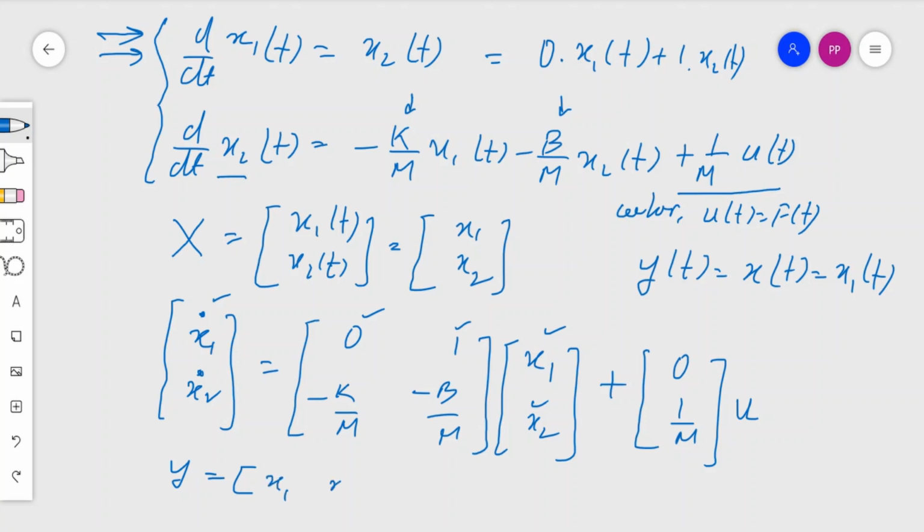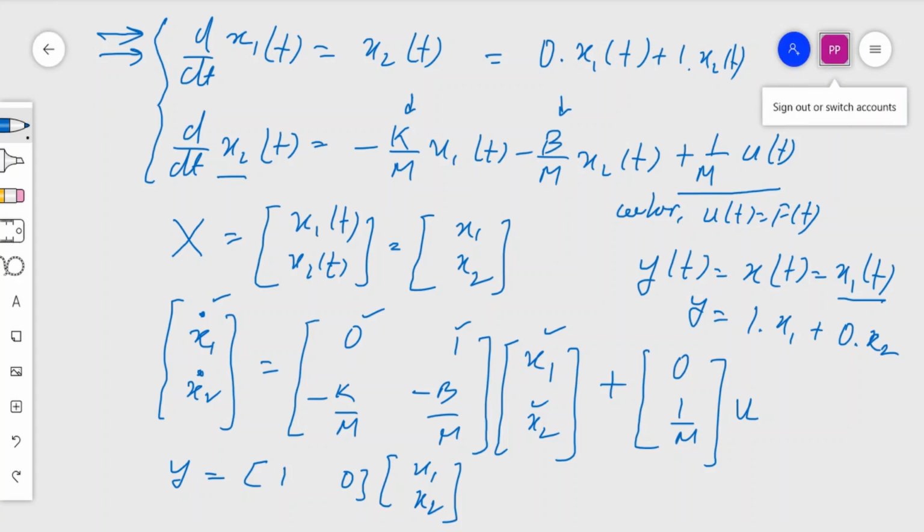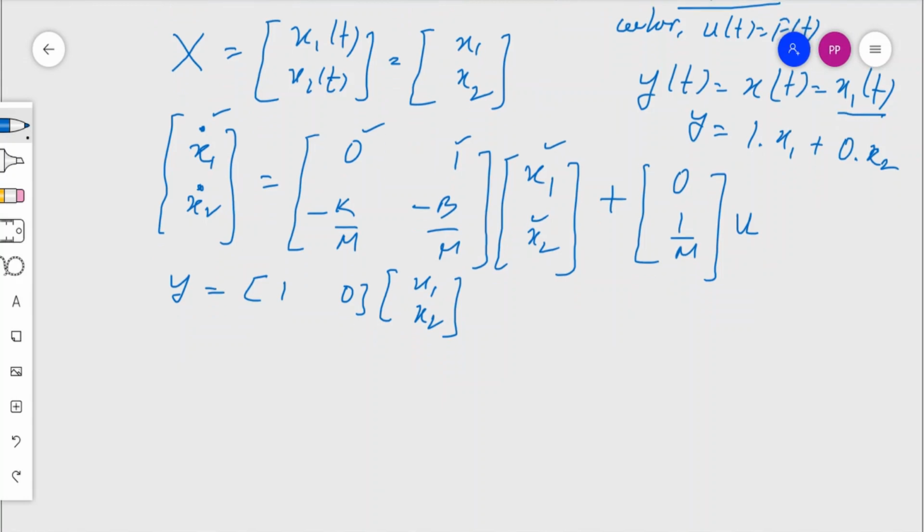So in that case we can write y(t), simply removing the independent variable t, I write y equals the variables x1, x2 multiplied by the matrix. I should write it like this: I have here y equals 1 into x1 plus 0 into x2. So I can write it in this way, 1 comma 0 multiplied by x1 and x2. So that is how I can represent the state space model of a given system as shown in this representation. So this complete together represents the state space modeling of the spring mass damper system.